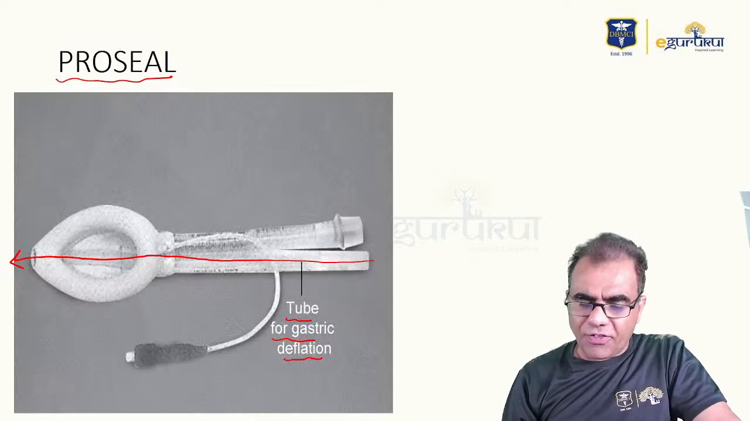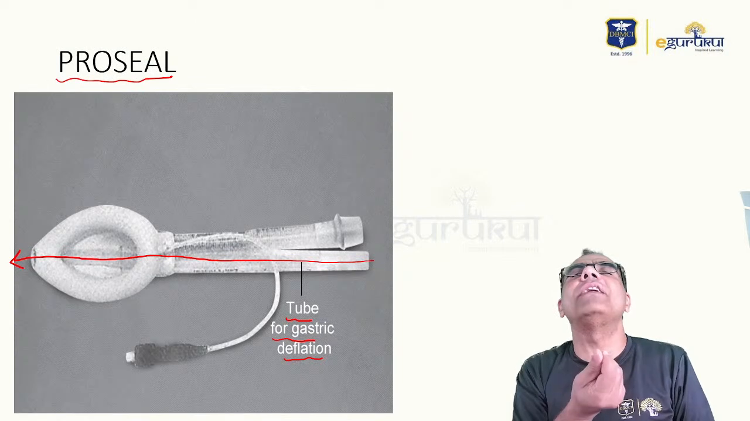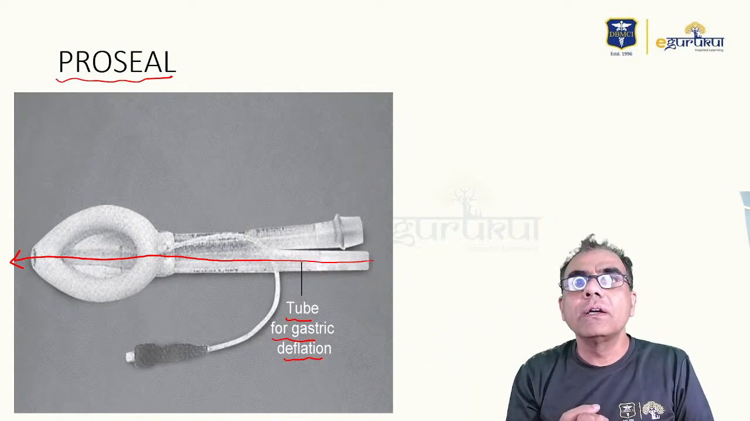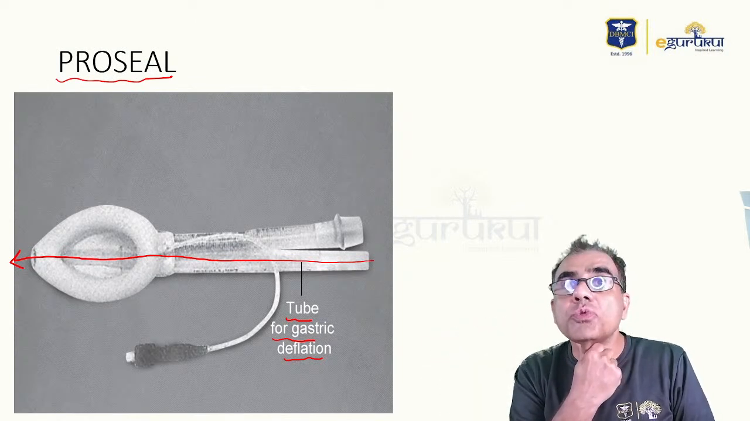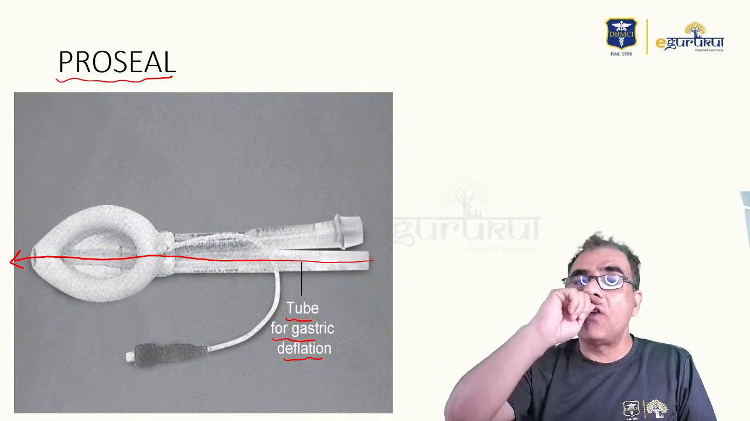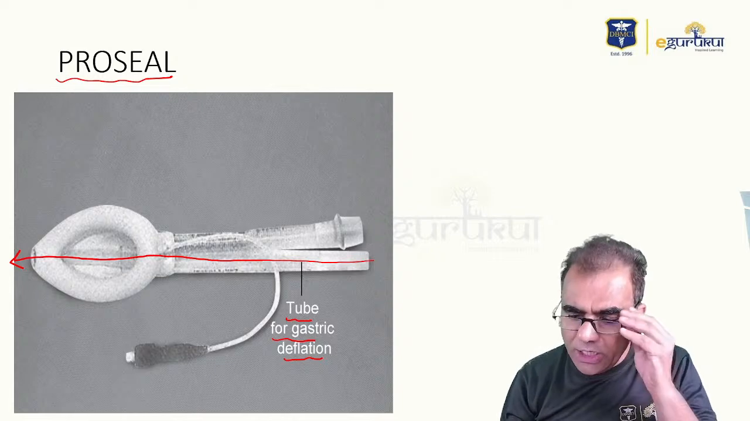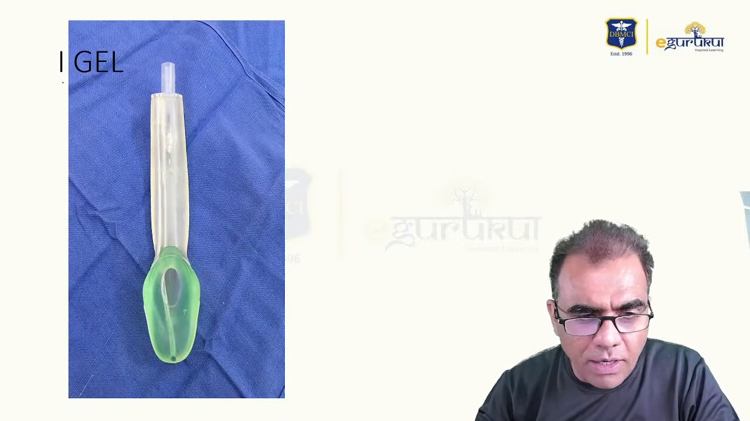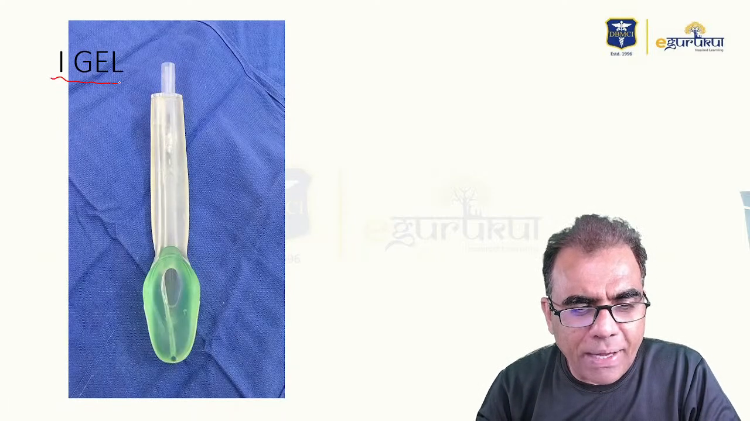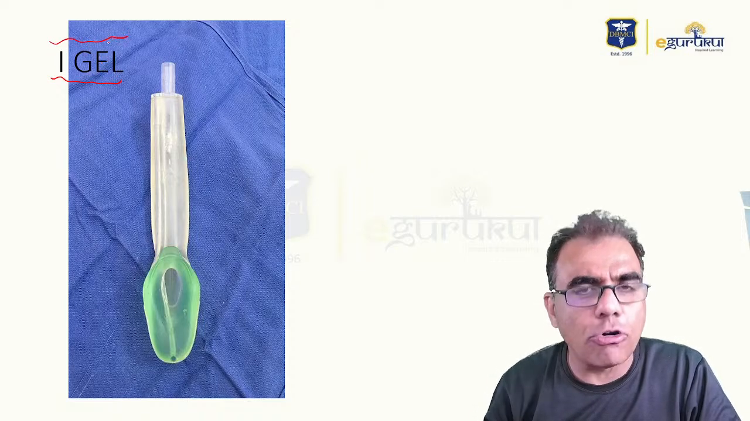Then there are many cuff related problems, like the cuff accidentally getting deflated. The LMA can rotate and itself cause obstruction, and may come out. And when you are removing the LMA, the patient may bite this cuff. So to avoid these problems, a very commonly used pre-filled cuff LMA is called the iGel.